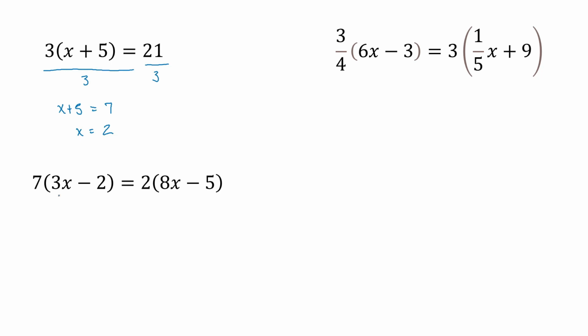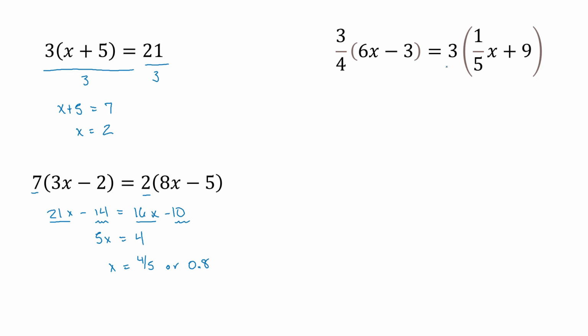In this case, I'm actually going to start by distributing my 7 and my 2 across my quantities. This is going to give me 21x minus 14 is equal to 16x minus 10. Now I need to combine like terms, so I'm going to combine my x terms and then I'll combine my constants. That gives me 5x is equal to 4, which means x equals 4/5, or if you prefer decimals, x equals 0.8.